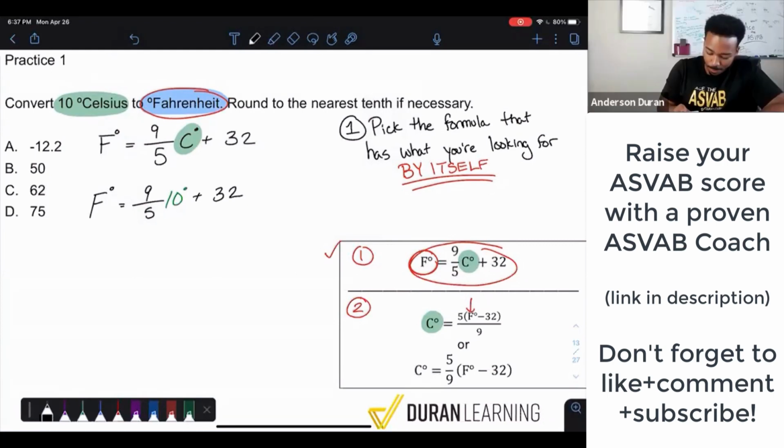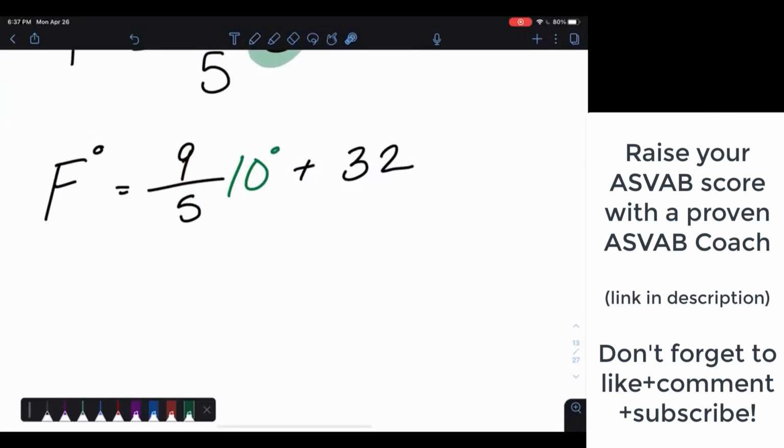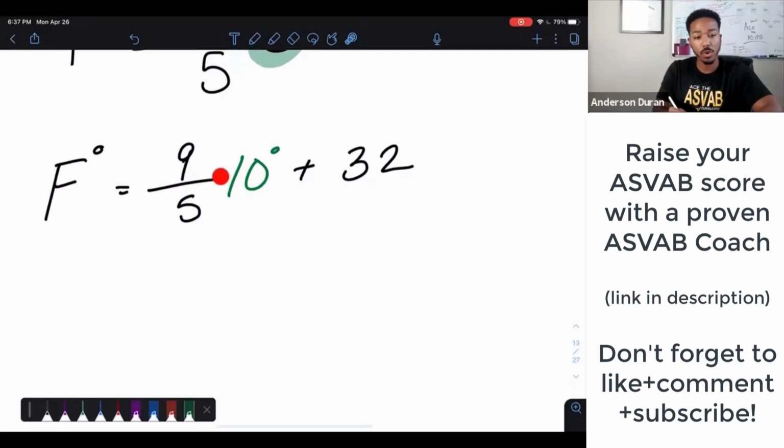So with that, I'm plugging in that 10. Everybody, let me ask you real quick. If you don't see an operation between this fraction and this 10, what operation is that? Multiplying. Great. It's going to be multiplying at first. Remember, you can treat this like 9 times 10, then all of that divided by 5. Or you can do the 10 divided by the 5 first, and then multiply by the 9.